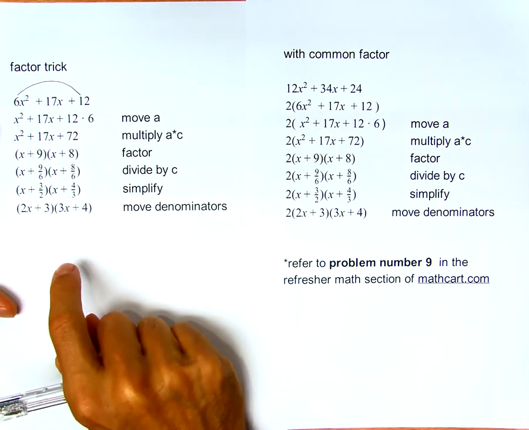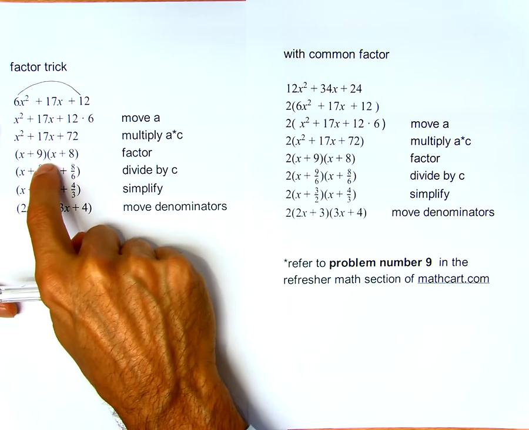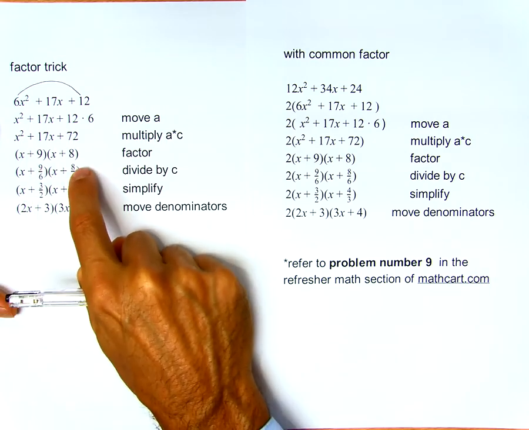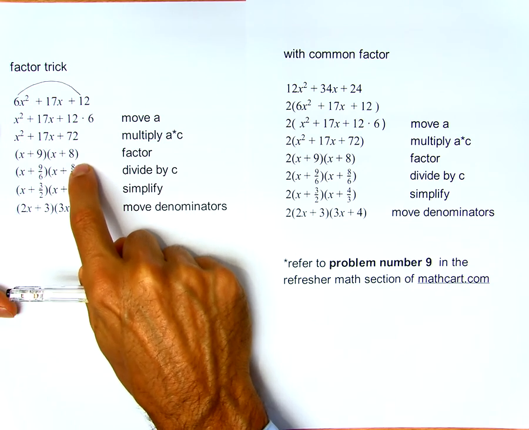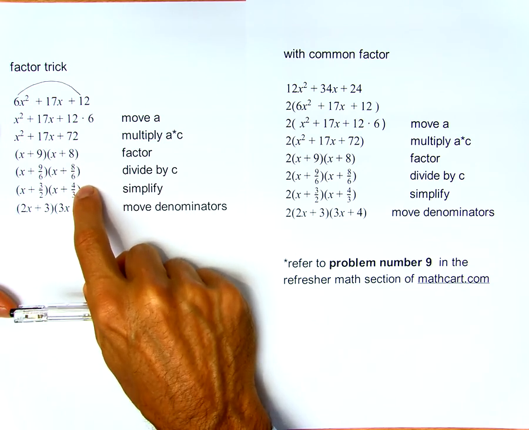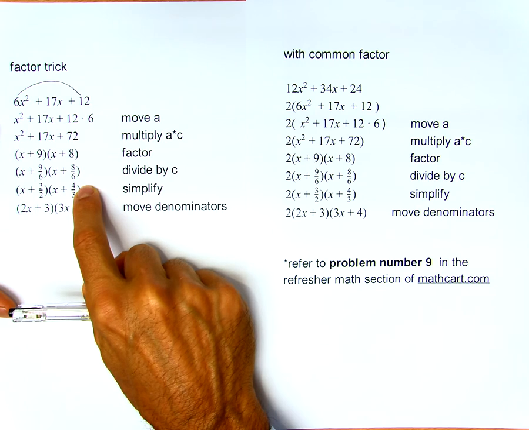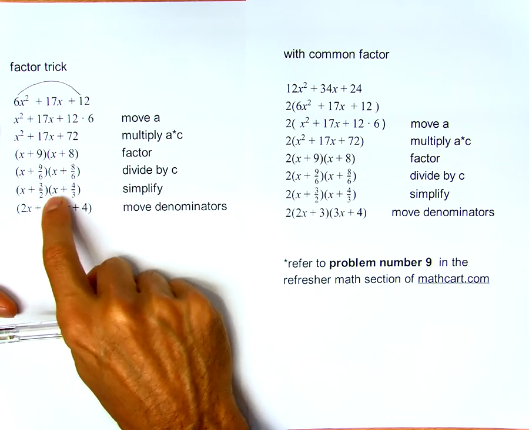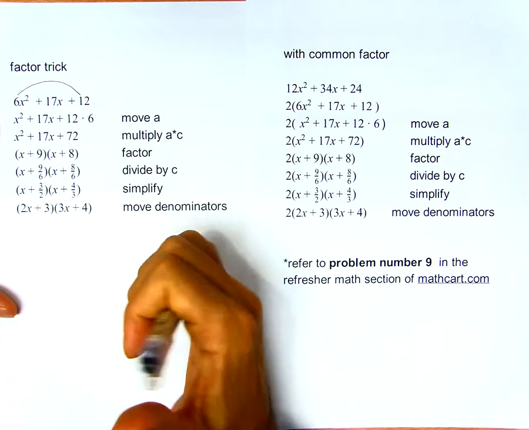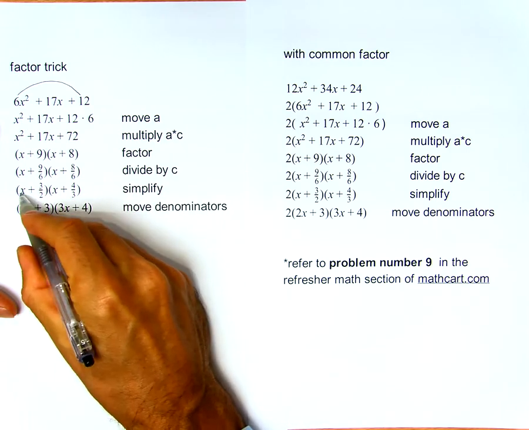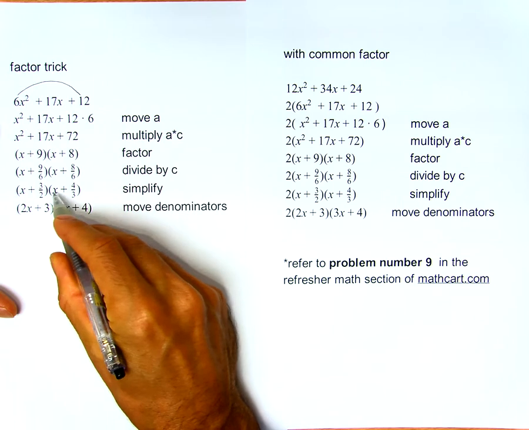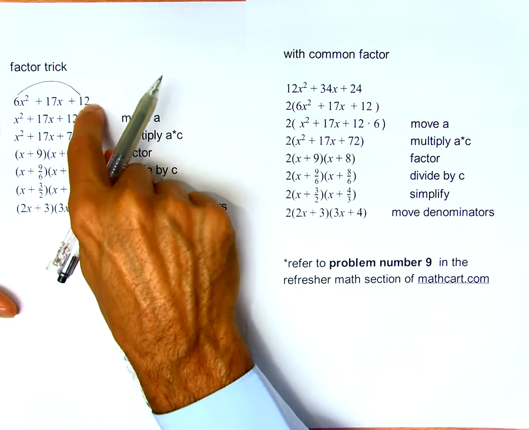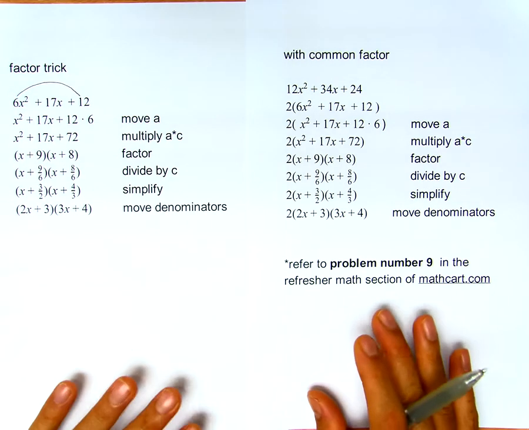I will simplify these fractions. I will reduce this fraction by dividing the top and bottom by 3, and I will reduce this fraction by dividing the top and bottom by 2. Now that my fractions are reduced, I will move the numbers that are left on the bottom. I will move this 2 in front of the x, and I will move this 3 in front of the x. This is the factor of my original question.